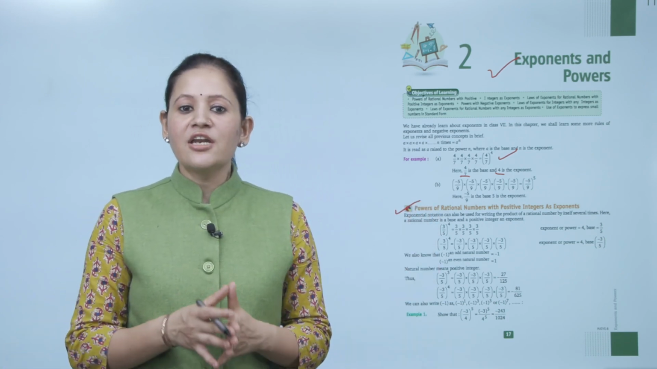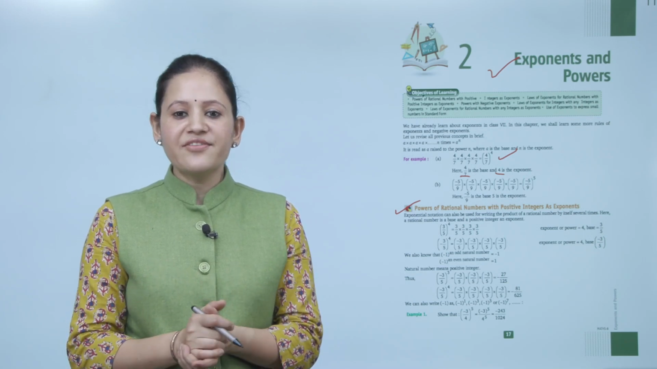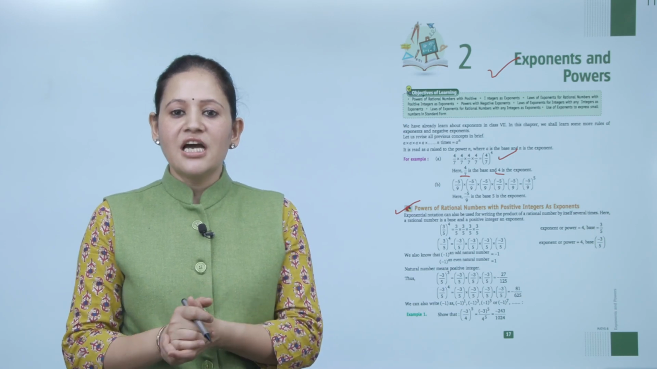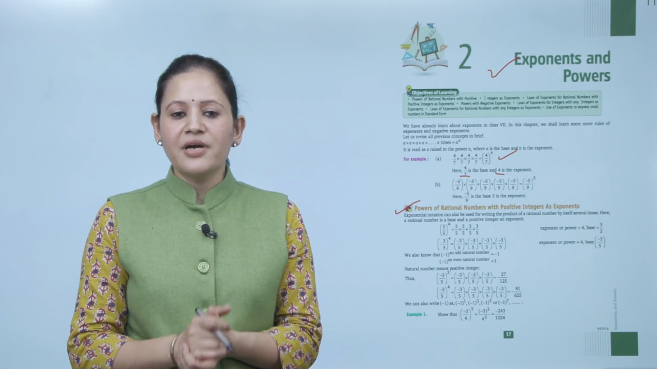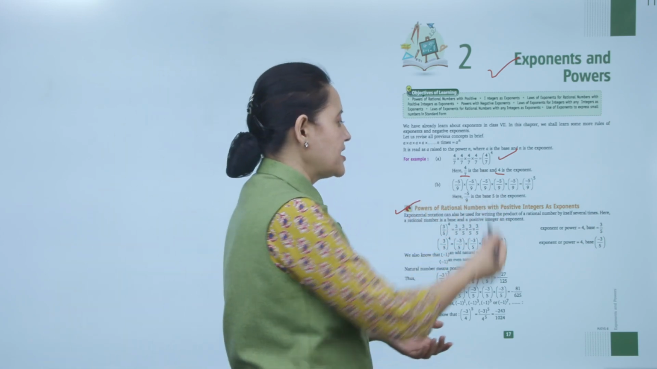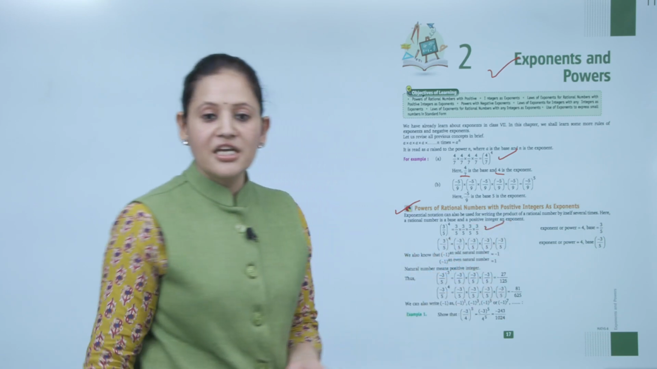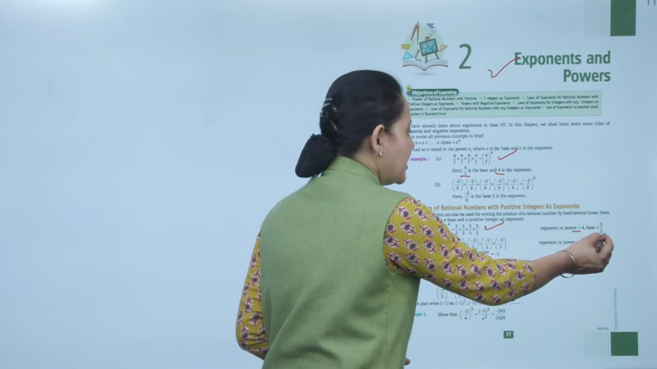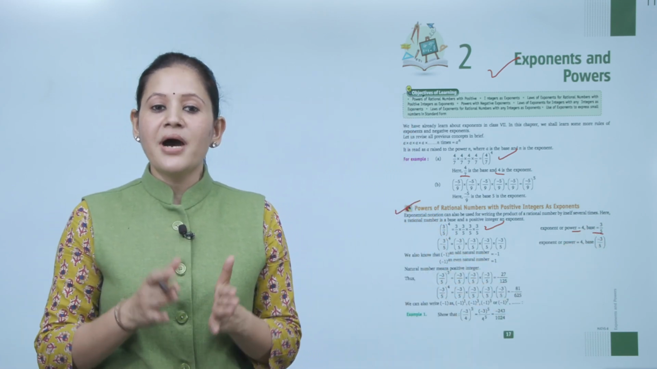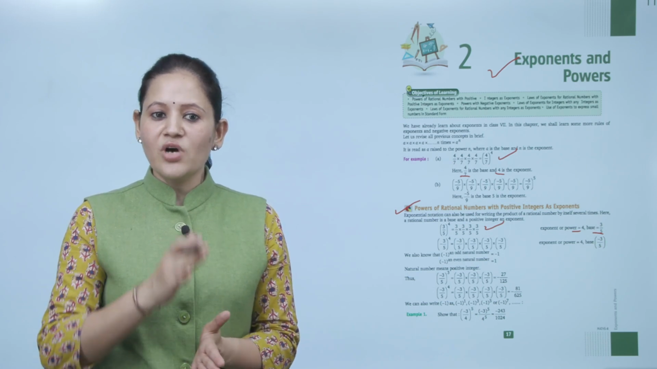Exponential notation can also be used for writing the product of a rational number by itself several times. Here a rational number is the base and the positive integer is the exponent. 3 by 5 to the power 4 can be written as 3 by 5 multiplied by 3 by 5, 4 times. Like this we can write. Here 4 is the exponent and the base is 3 by 5. Clear?